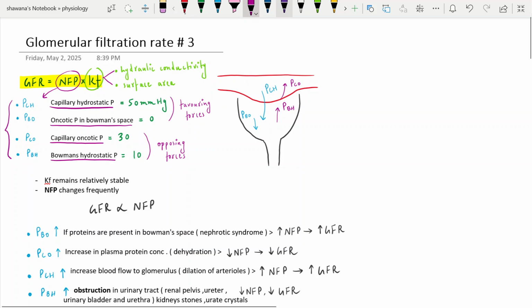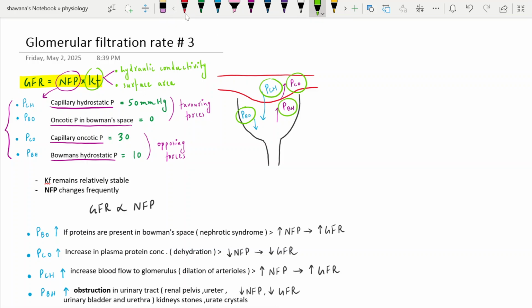Following this diagram, we can see that capillary hydrostatic pressure is a favoring force for the filtration, and the oncotic pressure in the Bowman space is also a favoring filtration force. The hydrostatic pressure in the Bowman space and the capillary oncotic pressure both are opposing forces.